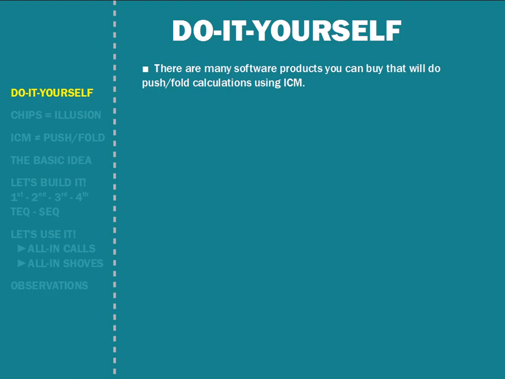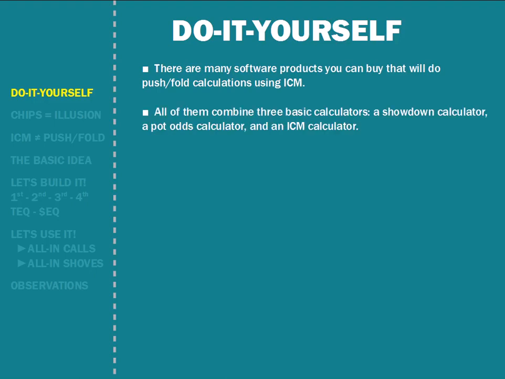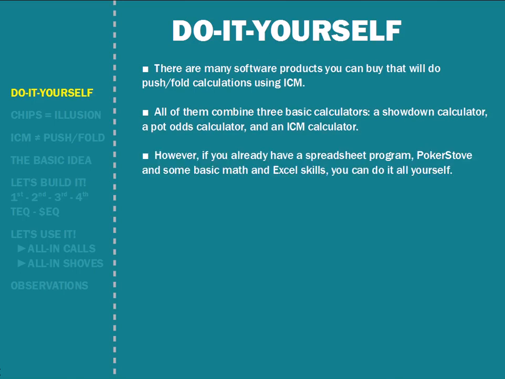Now there are many software programs that you can buy that will do push-fold calculations for sit-and-goes using ICM, or the independent chip model, like Sit-and-Go Power Tools, or Sit-and-Go Wizard, Sit-and-Go Endgame Trainer, and so on. If you can think of two letters that come after the word sit-and-go, there's probably an ICM program with that name. And all of these actually combine three basic calculators: one is a showdown calculator, sort of like PokerStove, another is a pot odds calculator, and the other is an ICM calculator.